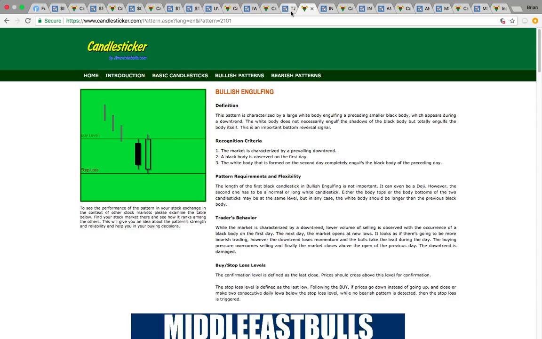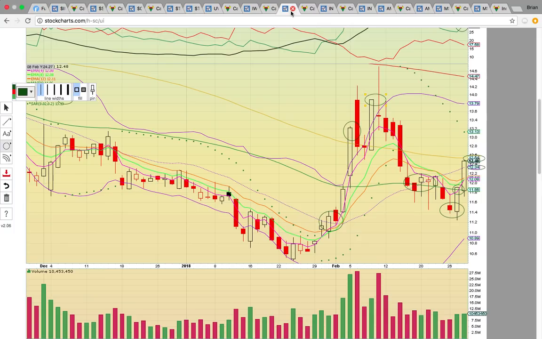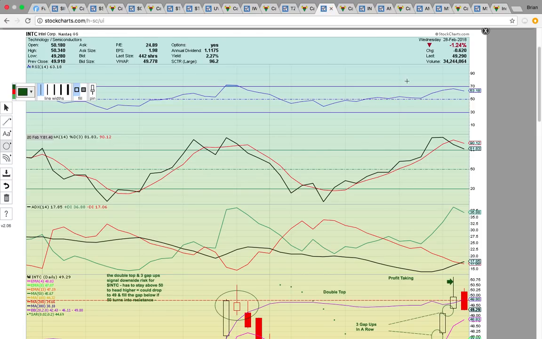It did form the bullish engulfing reversal pattern yesterday, and that pattern was confirmed today. So another bullish reversal confirmation. You have the big white candle engulfing the previous red candle. That's a very, very strong reversal pattern. So take note on that. Many times you get confirmation on a bearish engulfing.